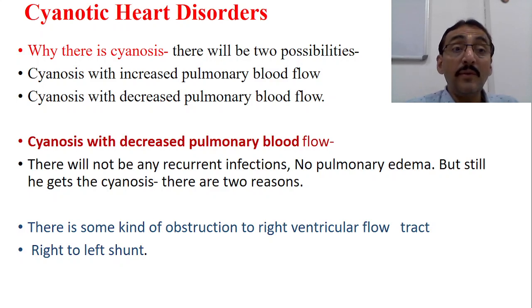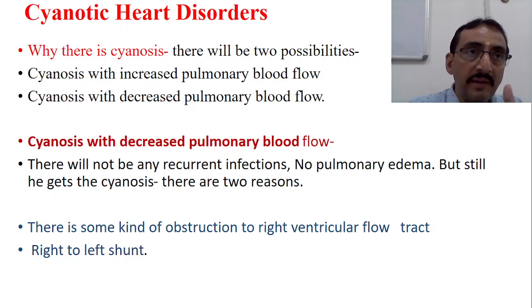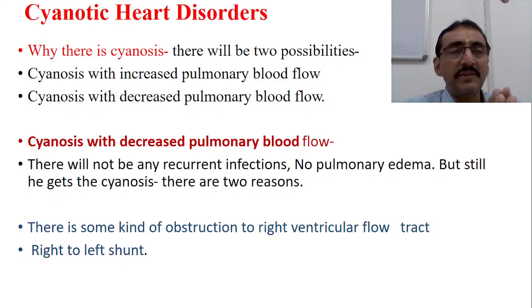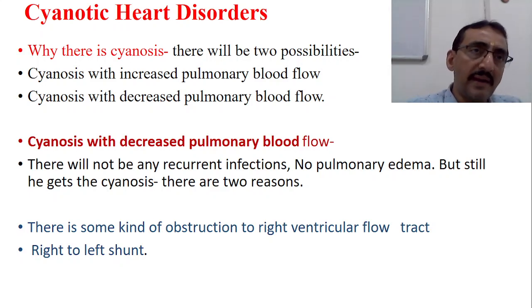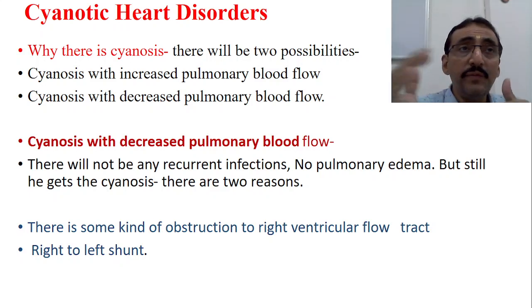Now, cyanosis with decreased pulmonary blood flow. There are certain conditions where cyanotic heart disorder is there, cyanosis is there, and the cause is decreased blood flow. If there is any structural lesion in the right side of the heart, for example pulmonary stenosis, some infundibular stenosis or atresia of the pulmonary trunk, then there may be decreased blood flow to the lung area and purification of the blood will not take place. Definitely the child will develop cyanosis.